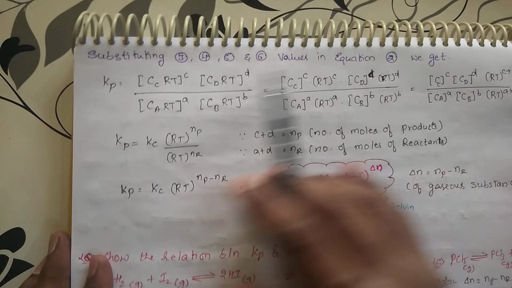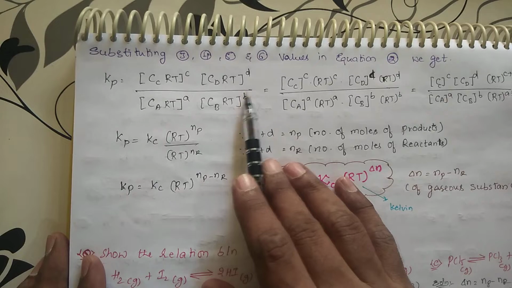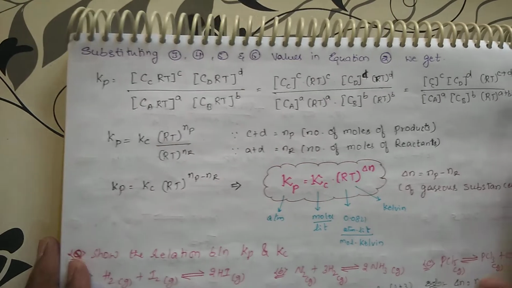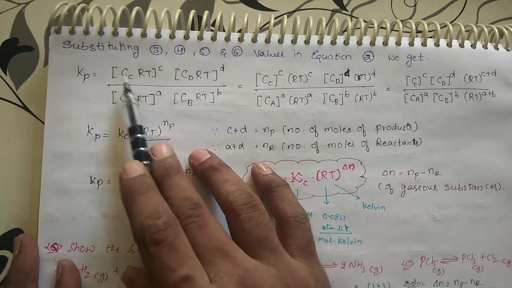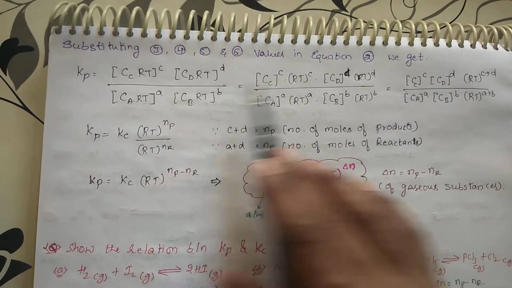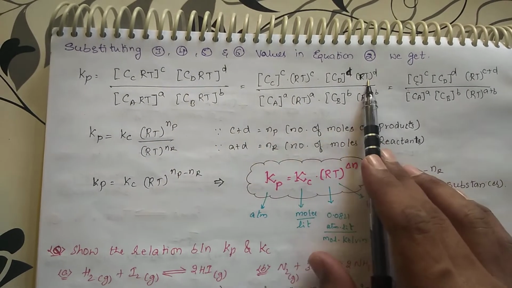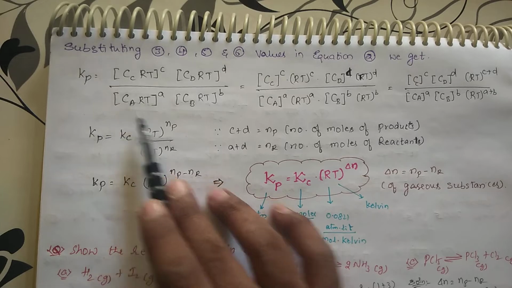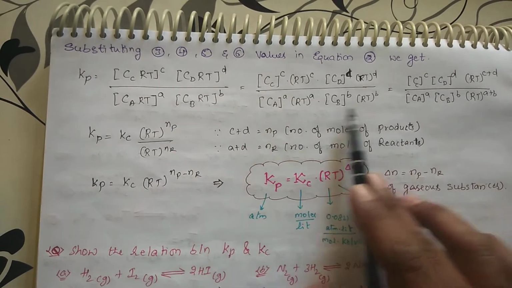What happens? So Kp will become (C power C, RT whole power C), (CD power D, RT whole power D), (CA power A, RT whole power A), and (CB power B, RT whole power B). Separate this: C power C, concentration of C whole power C; concentration of D whole power D, RT whole power C, RT whole power D. This one also the same: concentration of A whole power A, RT whole power A, concentration of B whole power B, RT whole power B.